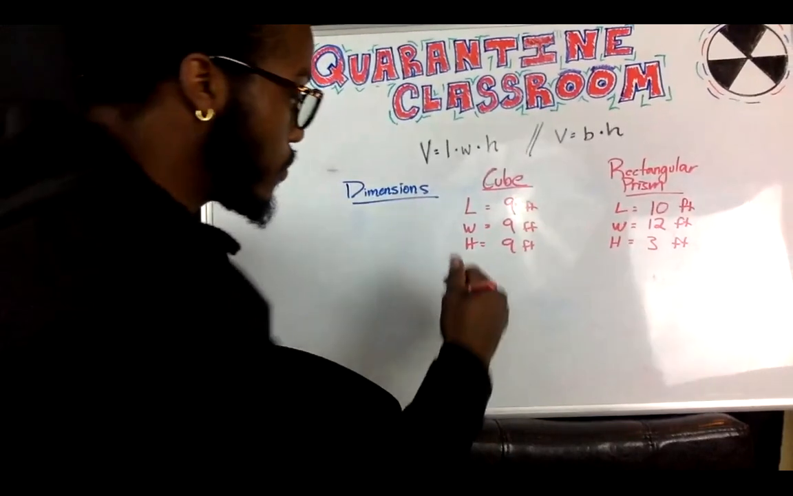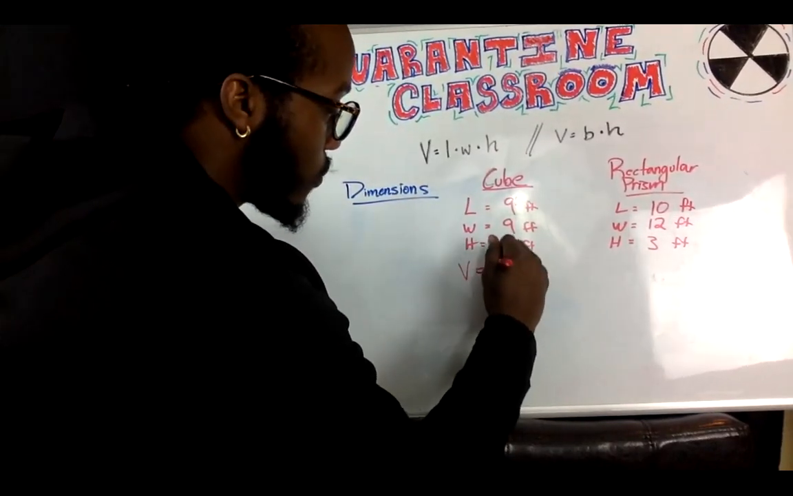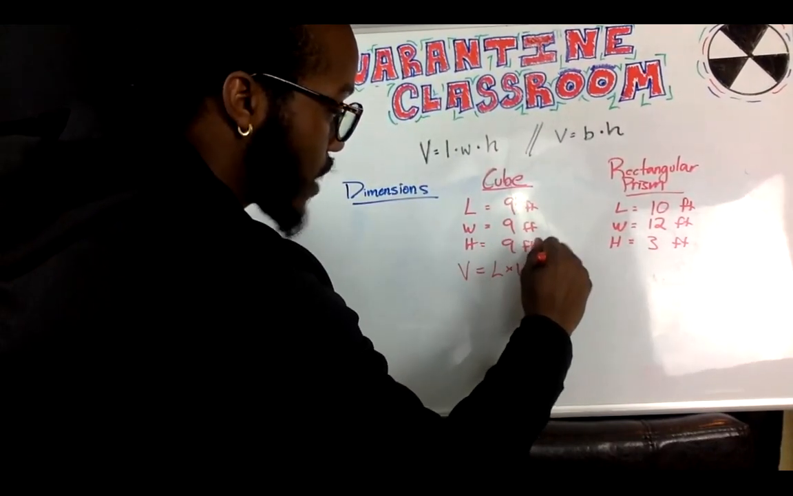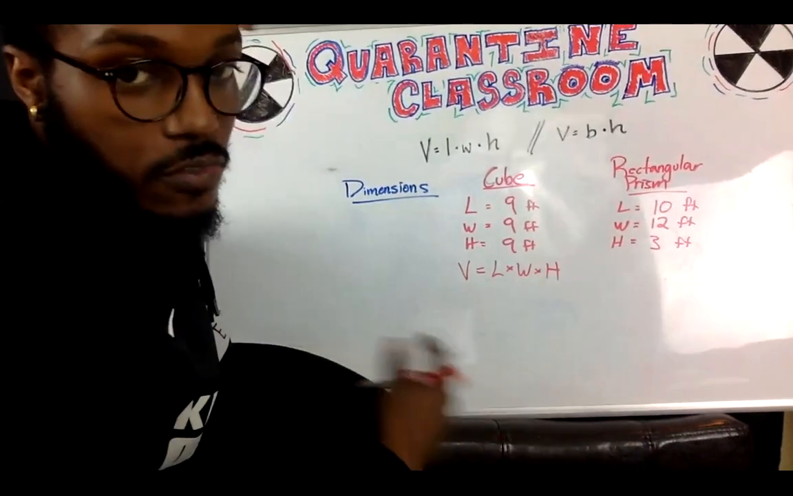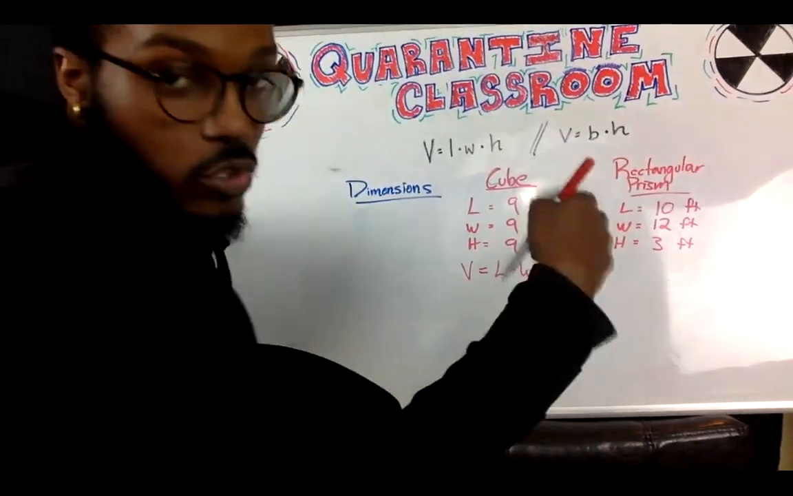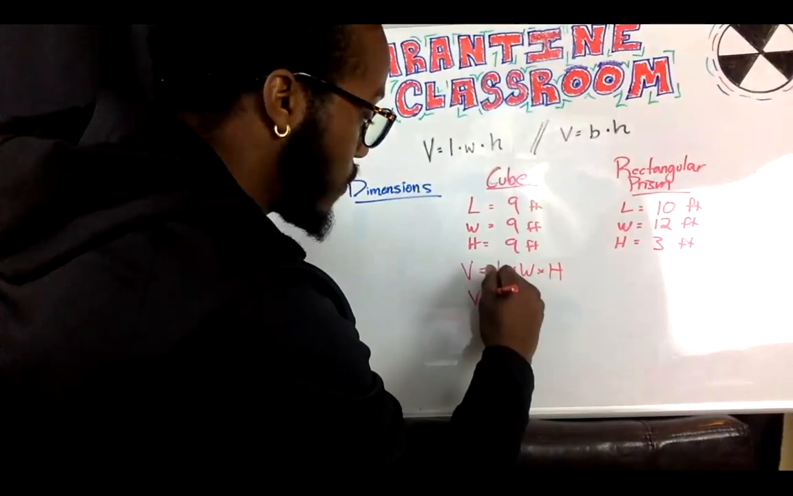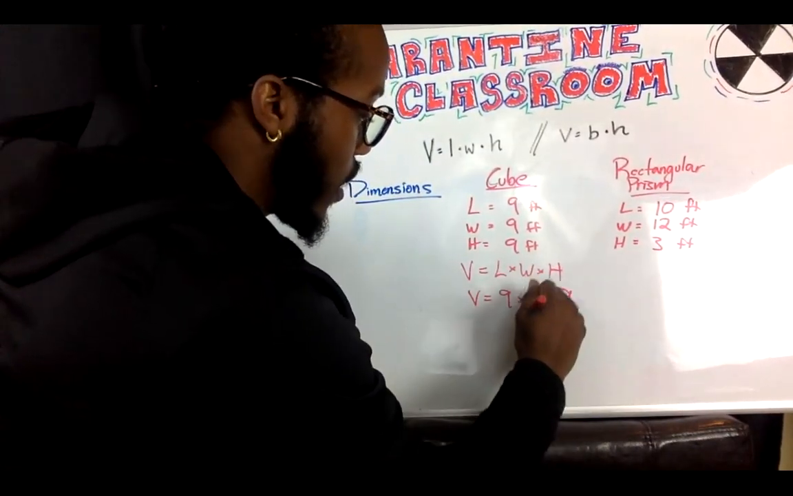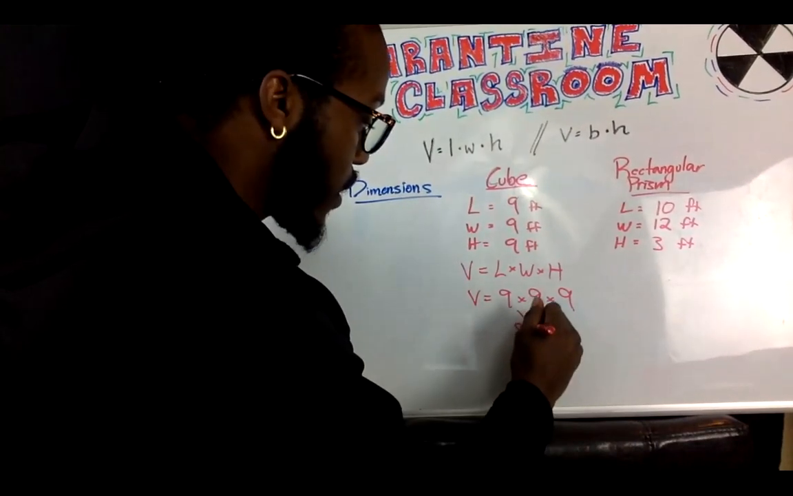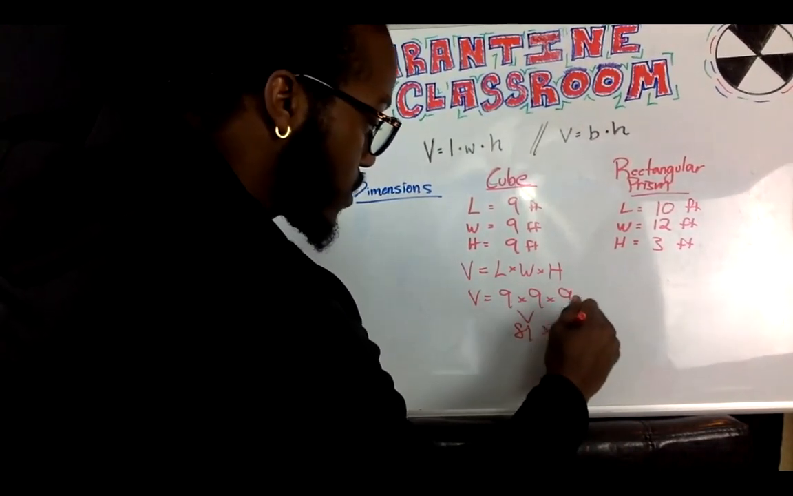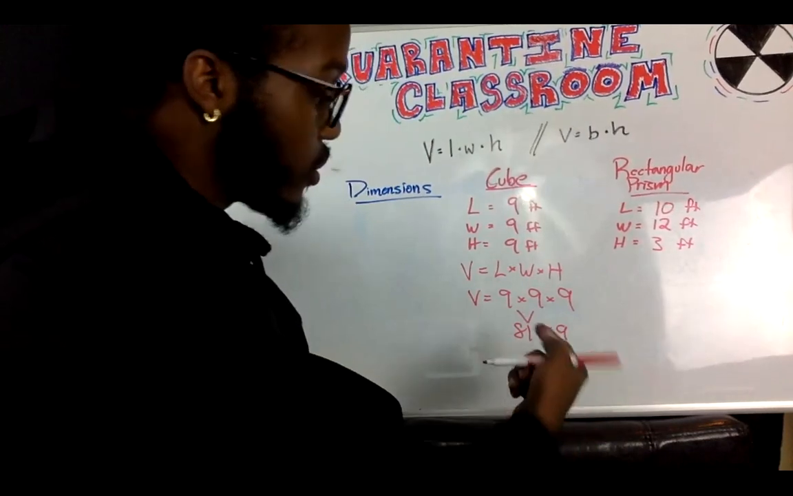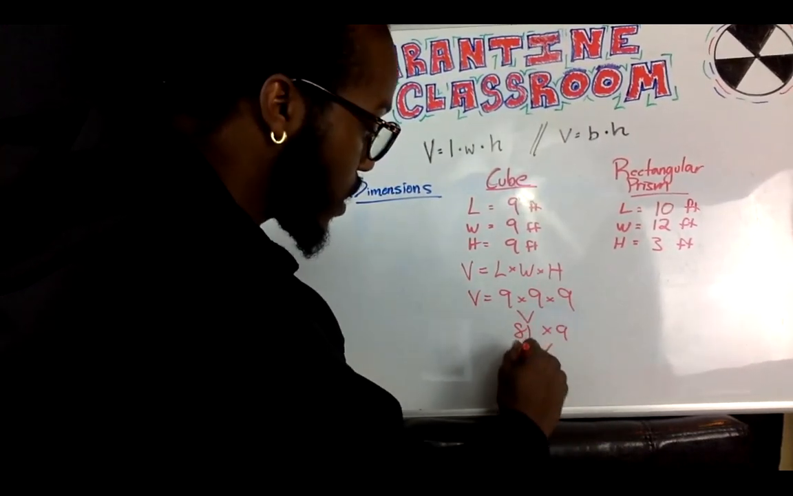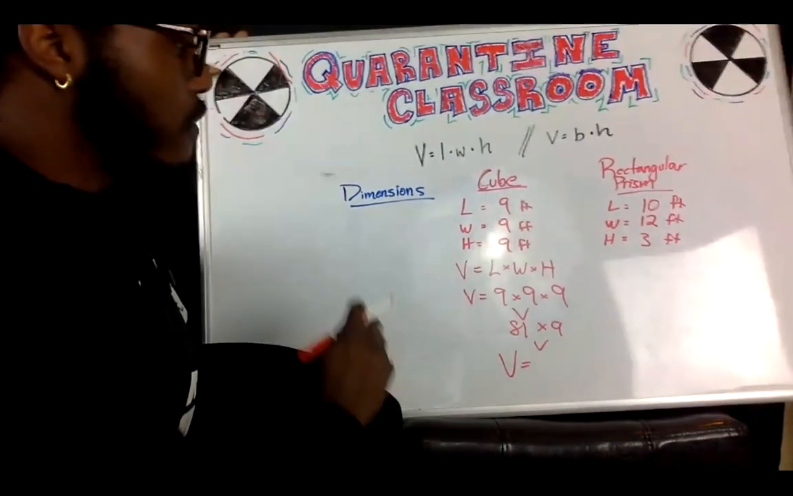First thing I'll do is the cube. You gotta remember that volume is length times width times height, which just makes the most sense. You first write down your formula and then you plug everything in. So now volume is 9 times 9 times 9. And then we multiply 9 times 9, which is 81. And then we bring down the rest. And then we do 81 times 9, which is gonna give us the volume for the cube.